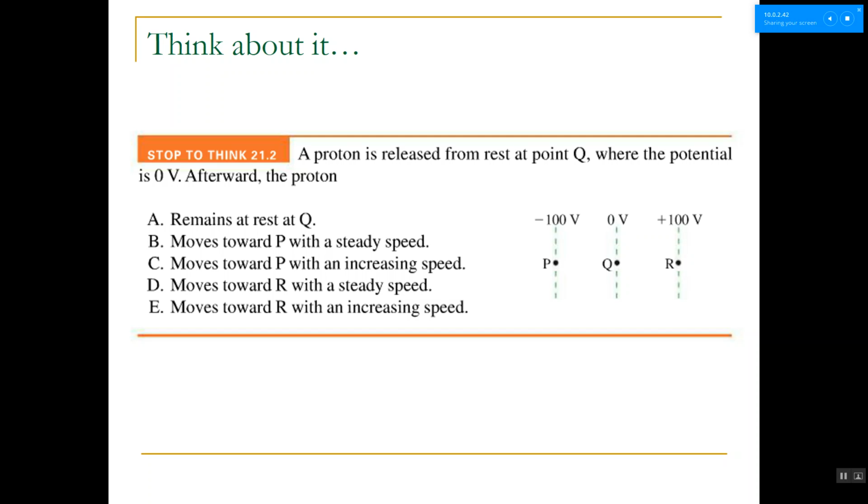It's going to go towards the left. All right? Because it's positive, it's going to go towards the negative potential, because the negative potential is where there is less protons. Is it going to go at a constant speed, or is it going to increase its speed? Increase its speed, exactly, because there's a force. If there's a force, therefore there's an acceleration. There's acceleration, it's changing its speed. So the answer would be C.